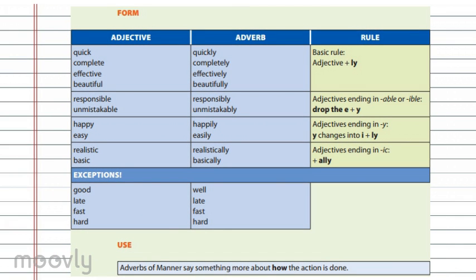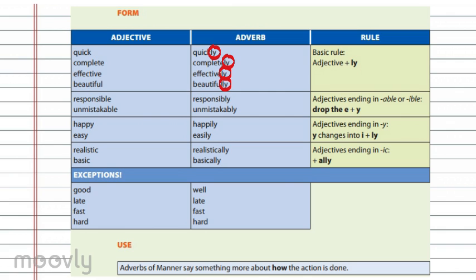Now, how to form an adverb? Have a look at the following grid. In the first column you see adjectives, then you have the adverbs, and in the last column you have the rule. Now have a look at the first row. There you have the adjectives quick, complete, effective and beautiful. Now to form an adverb you just simply add ly. So quick becomes quickly, complete, completely, effective, effectively and beautiful, beautifully.